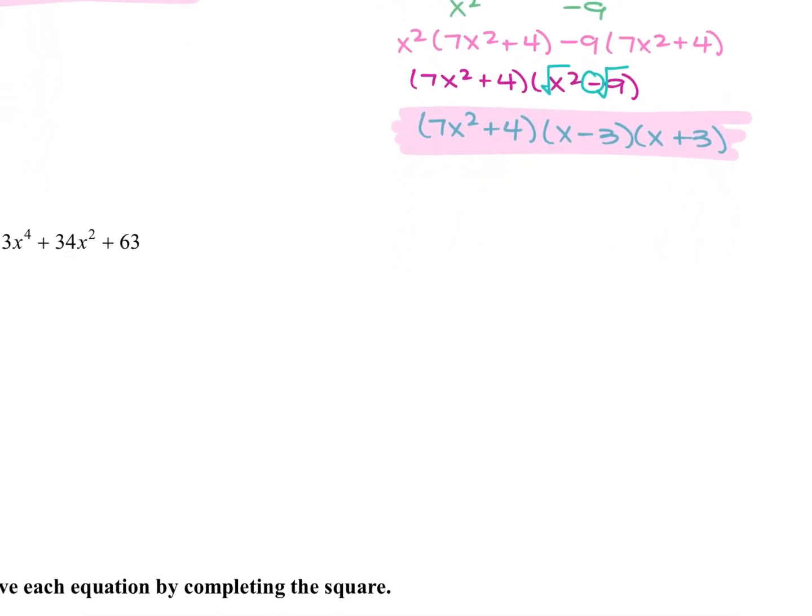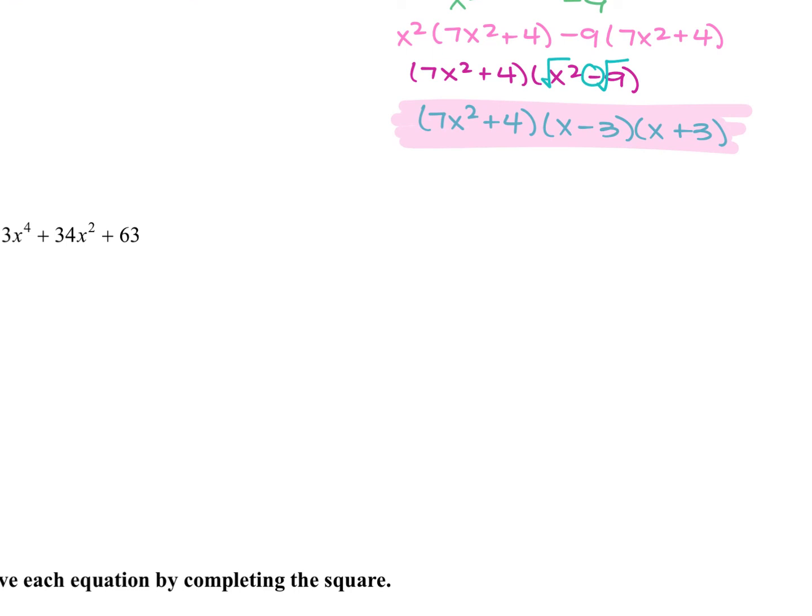For 82, you have 3x to the 4th power plus 34x squared plus 63. You are going to start this one by multiplying your 3 and your 63. That gives you 189. Find the factors of 189 that add up to be positive 34. If we divide that 189 by 7, we get 27. And if we add those, we get 34. So we're going to rewrite this to be 3x to the 4th power plus 7x squared plus 27x squared plus 63. Factor this by grouping.